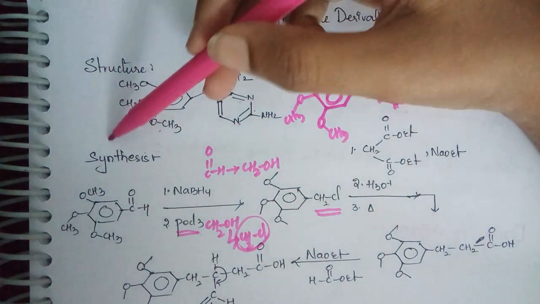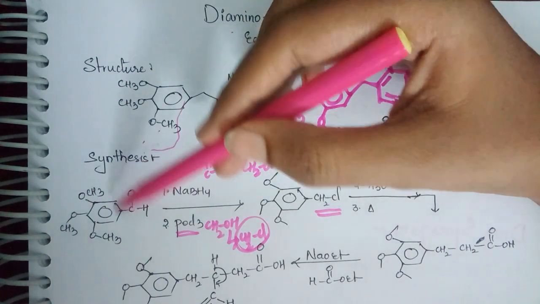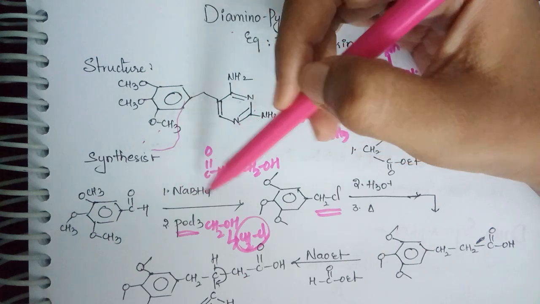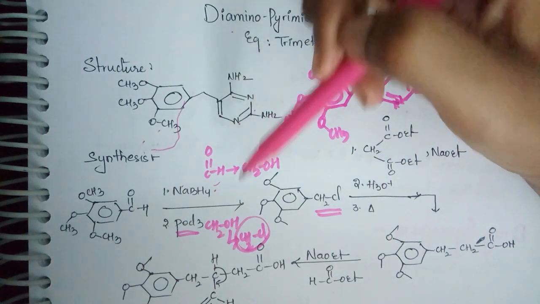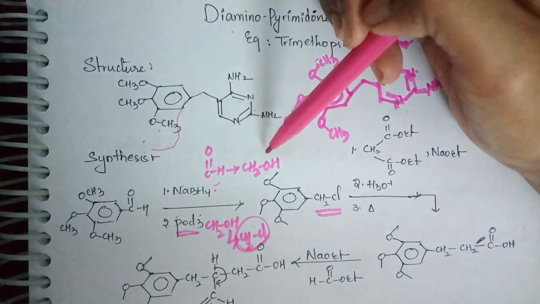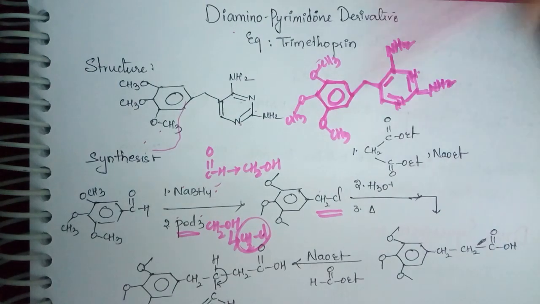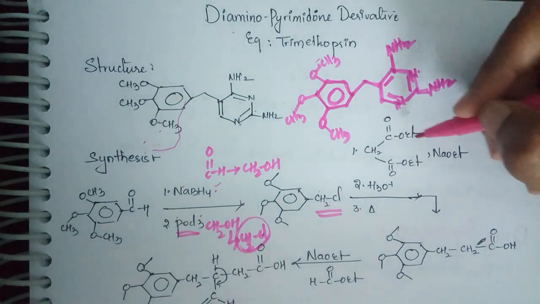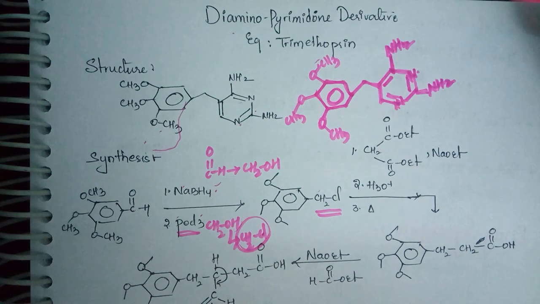Later in the synthesis, first I am starting the synthesis with this half, keeping aldehyde. When I treat with sodium borohydride, this aldehyde group is converted to alcohol. Later when I treat with POCl3, this alcohol OH is replaced by chlorine atom, you will get CH2Cl. Later I am treating with this moiety, this is nothing but diethyl malonate.